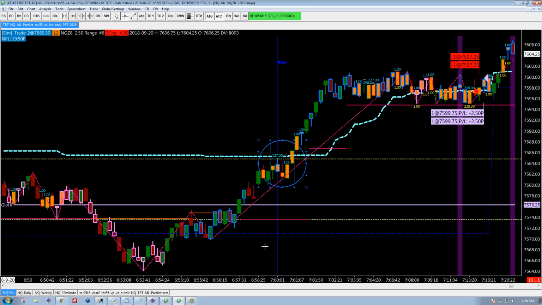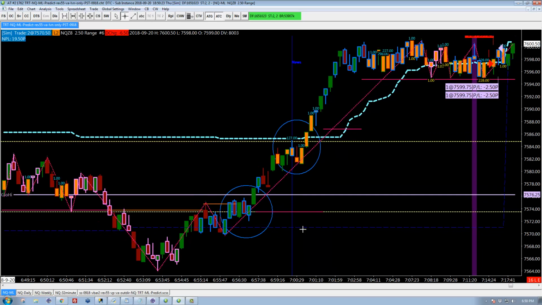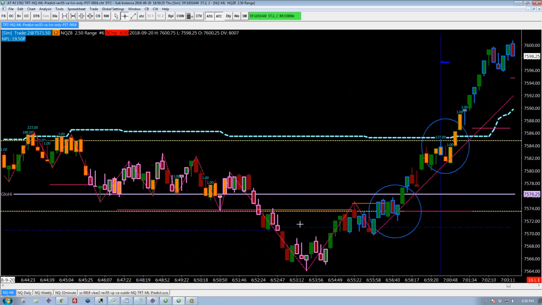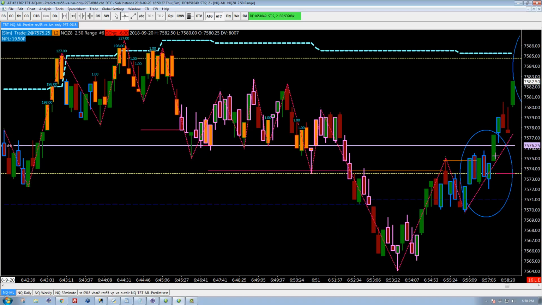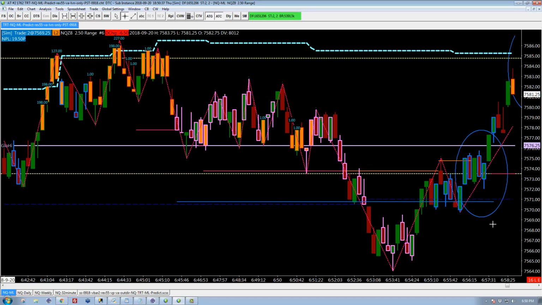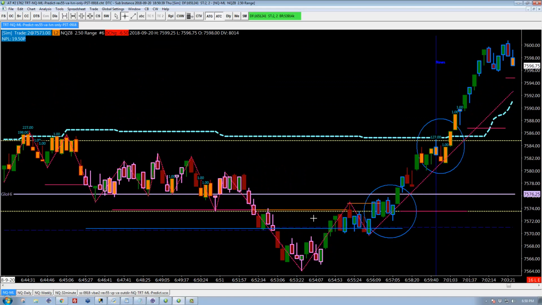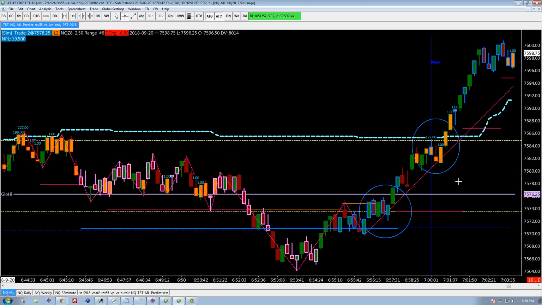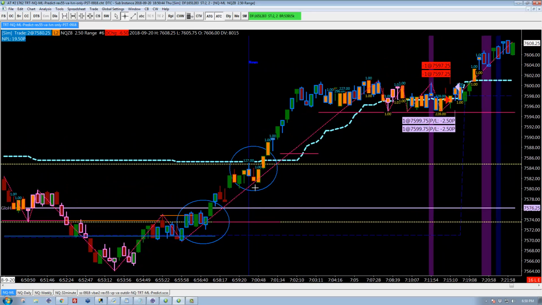Up here, I like that location. I like this location down here better, only because I know what happened. We talked about this in the room as well. The point of control is right here, and so you don't know what's going to happen. You can fully expect it to just rotate around that. In this particular case, this acts as support, and the market bounces up. So we don't get a shot at it till we get to the edge.